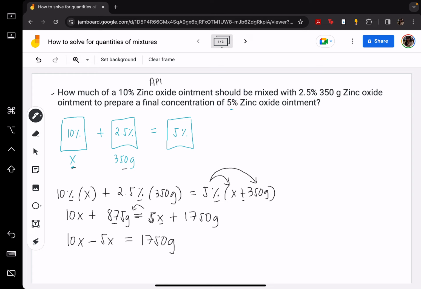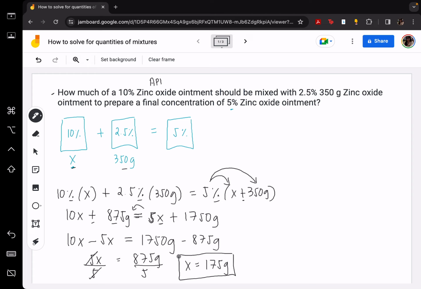Your 875 should move to the other side. 875 used to be positive, now it's going to be a minus. I'm going to flip the signs. So this means you have 10X minus 5X equals 1750 minus 875. That gives you 875 grams. Divide both sides by 5 to get rid of the 5 here, and your X should be 175.